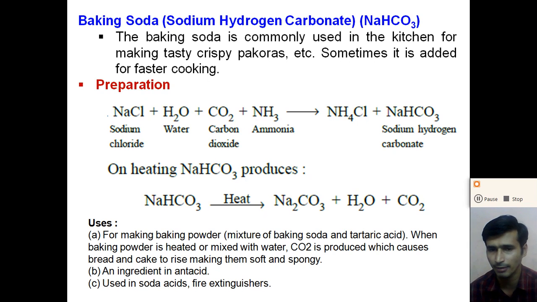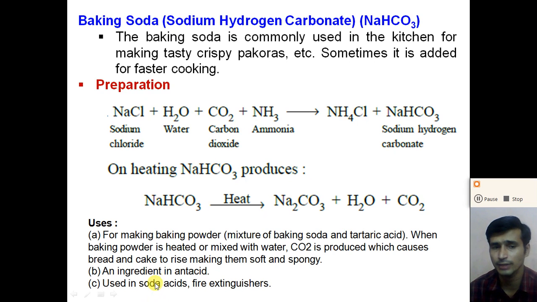What is baking powder? Baking powder is a mixture of baking soda and tartaric acid. When baking powder is heated, CO2 gas is released, and because of this CO2 gas, bread and cake become soft and spongy.